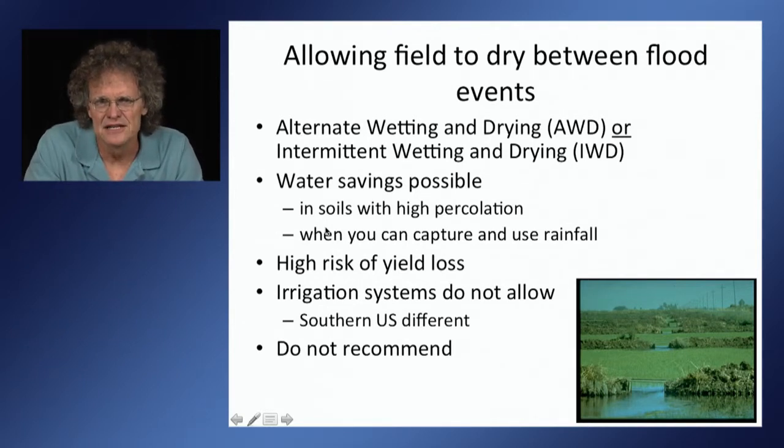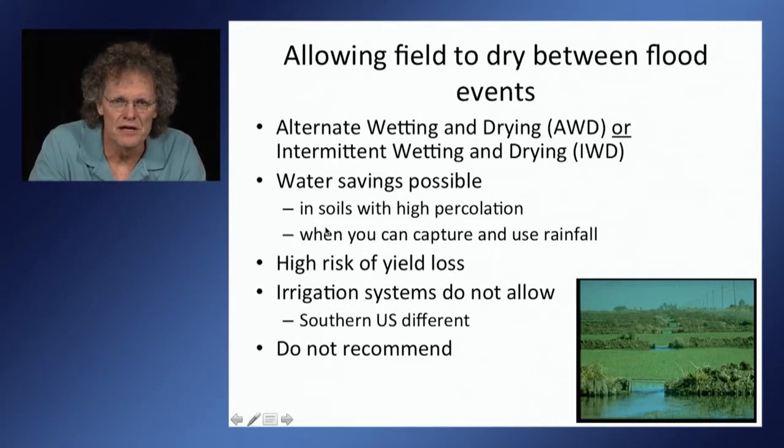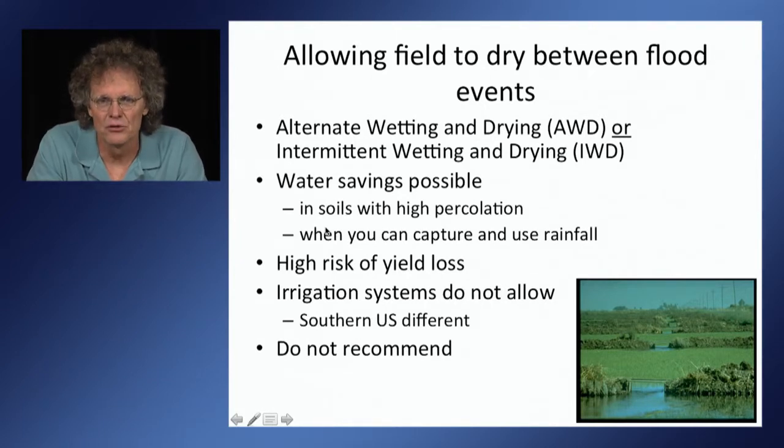These systems, you may have heard of them before. They're referred to as alternate wetting and drying or intermittent wetting and drying. Water savings are possible with this, and we see water savings particularly in soils where there's high percolation and where you can capture and use rainfall.